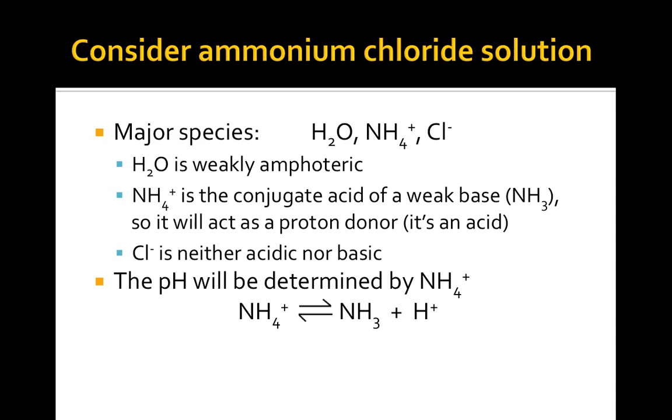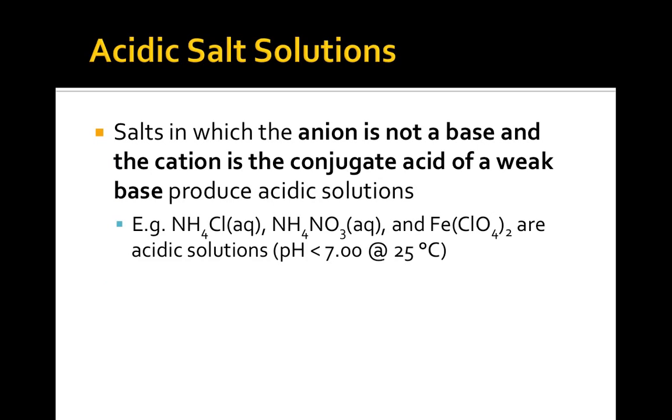Ammonium ions produce hydrogen ions and ammonia molecules in this equilibrium reaction. A salt in which the anion is not a base, but the cation is the conjugate acid of a weak base, will form an acidic solution. So solutions of ammonium chloride, ammonium nitrate, and iron(II) perchlorate, for example, will all be acidic, with pH values less than 7 at 25 degrees Celsius.